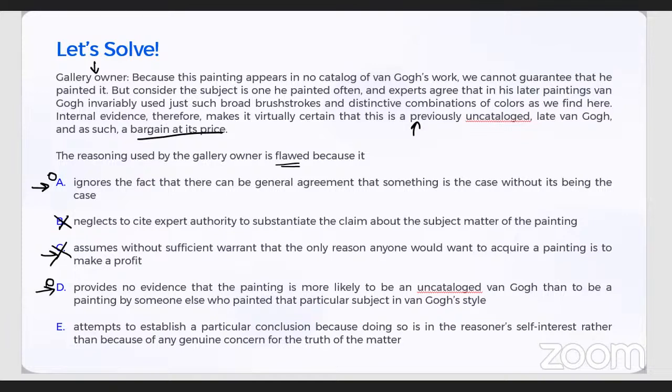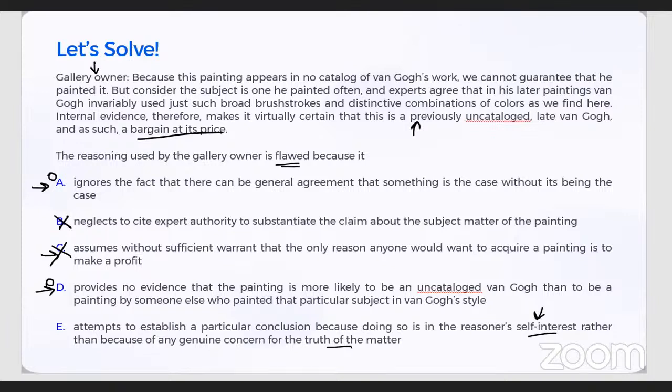Option E is saying that the flaw is that the gallery owner is biased and trying to prove the painting is a Van Gogh for their own benefit. He attempts to establish a particular conclusion for his own self-interest. So the simplified version is that he has his own benefit in mind and it's not about the concern for the truth. There is no evidence in the argument that the gallery owner is intentionally biased. We don't know that it's all about his self-interest. There is no such evidence there.